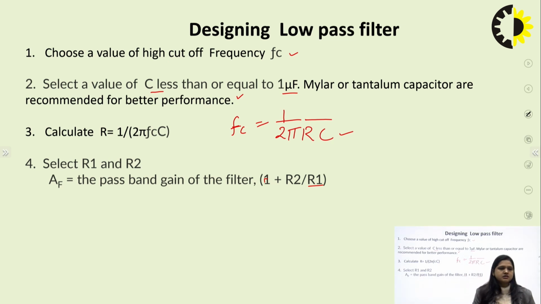So in the last step we have to assume the gain of the filter, and on the basis of this non-inverting amplifier formula, just assume the value of R1 and calculate the value of R2. So this is how we can design the amplifier network too, and just put these values on the circuit diagram and your designing will be completed.